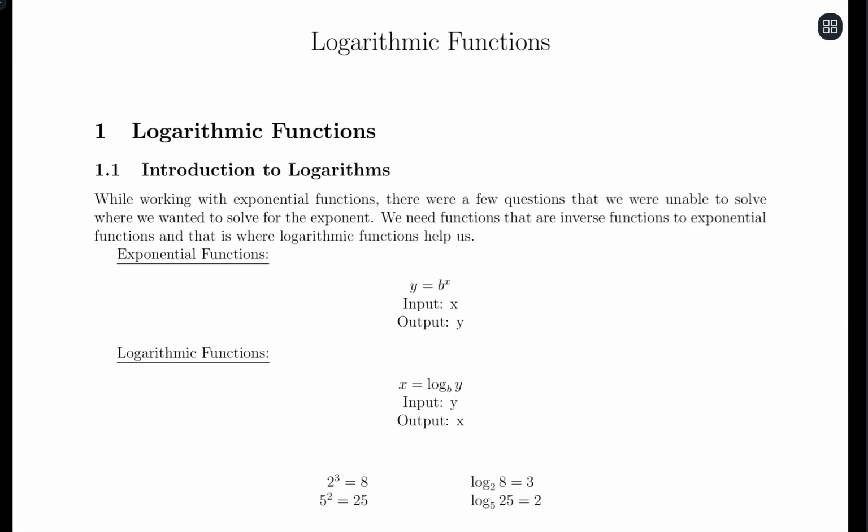In this section, we're going to talk about logarithmic functions. These tie very, very closely to exponential functions. In fact, logarithmic functions are inverse to exponential functions. So inverse means it's just reversing the operation.